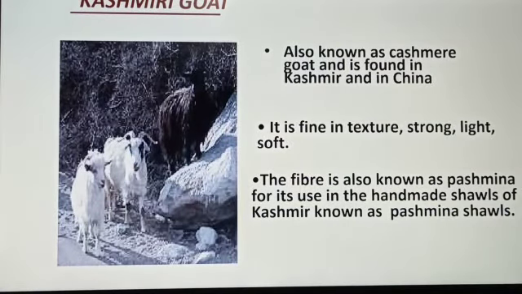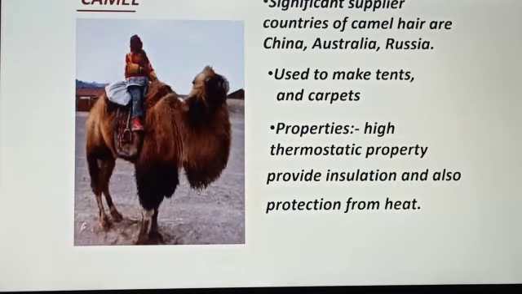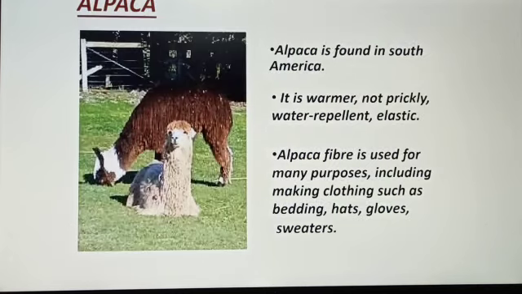Kashmiri goat. Kashmiri goat is also known as Cashmere goat and is found in Kashmir and in China. It is fine in texture, strong, light and soft. The fiber is also known as pashmina for its use in the handmade shawls of Kashmir known as pashmina shawls. Camel. The significant supplier countries of camel hair are China, Australia, Russia. Camel fiber is mainly used for making tents and carpets, and its property is high thermostatic property which provides insulation and also protection from heat.